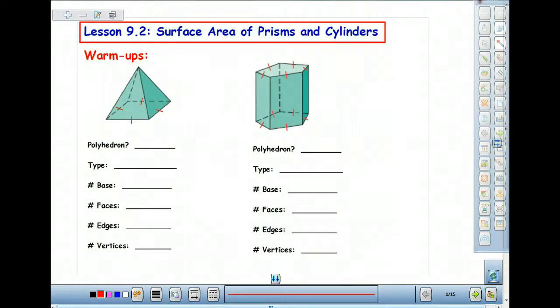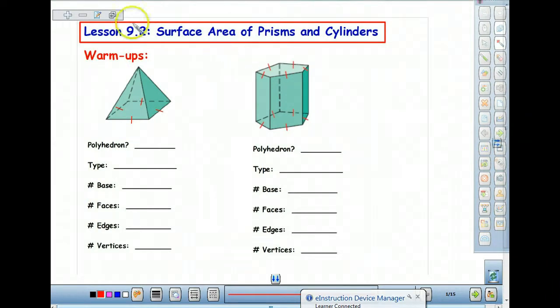All right, yesterday we talked about polyhedra, so today we're just going to review that a little bit, and then we have a whole bunch of new stuff to talk about, and that's surface area of prisms. 9.2 is actually surface area of prisms and cylinders. We're going to split it into prisms today, and then we'll do cylinders tomorrow when I get back.